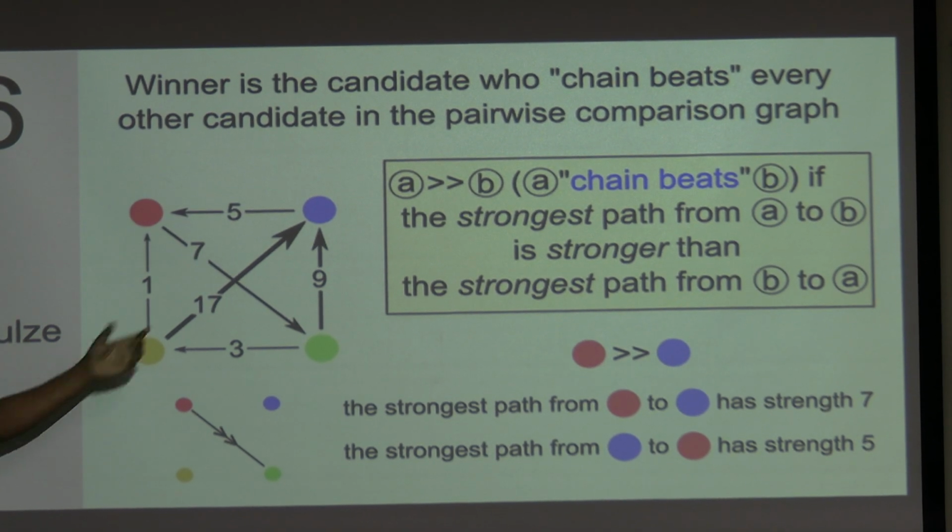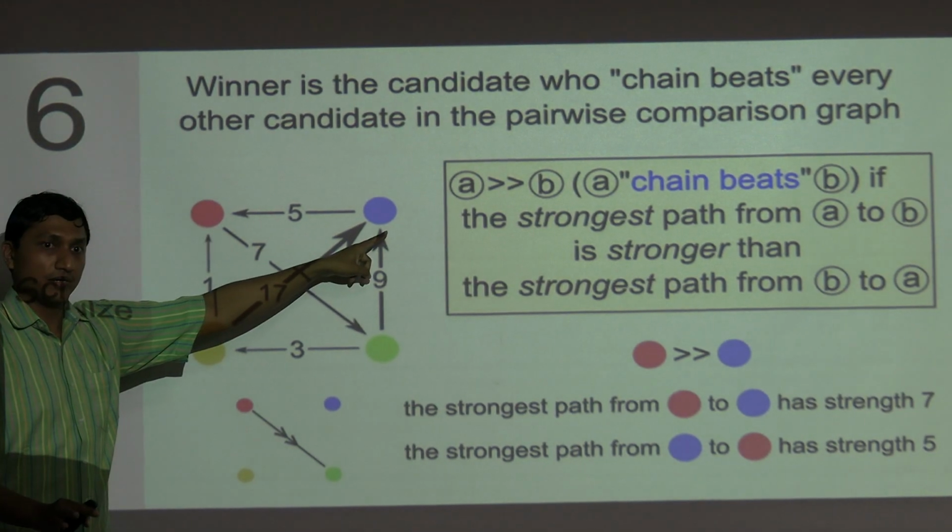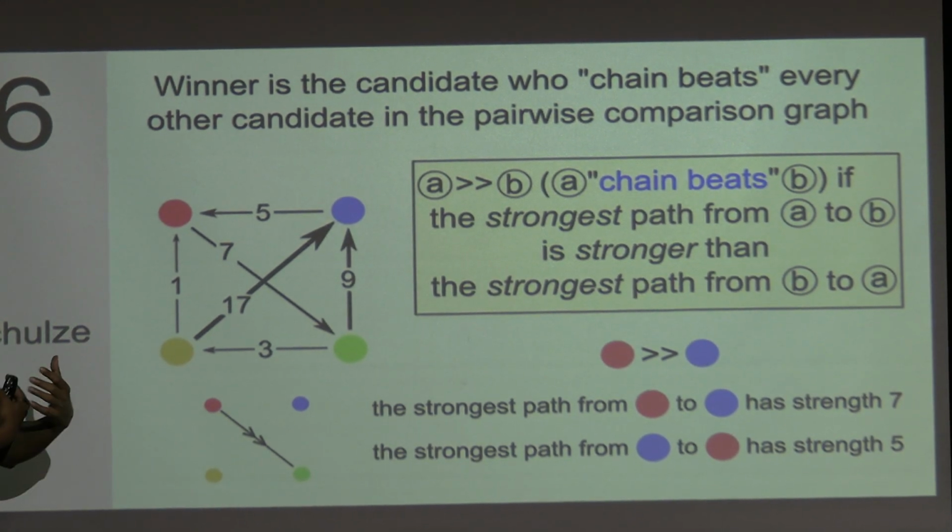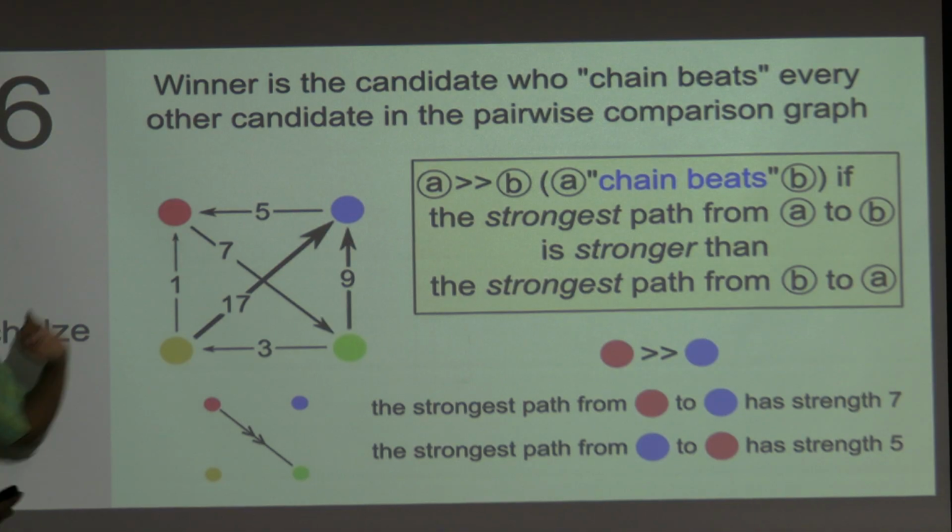And this is happening because of this somewhat more involved graph structure. So although more voters prefer purple in a pairwise way, when you look at the aggregate preferences, in this sense, red is better. Alright. So is everyone comfortable with how you calculate chain beats?